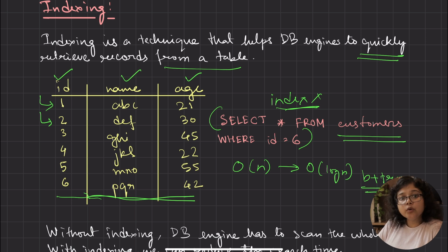Before jumping into clustered indexing and non-clustered indexing, we will briefly discuss a few of the building blocks such as B plus tree and data pages, so that we can understand clustered indexing and non-clustered indexing in a better way. So let's start with the building blocks.